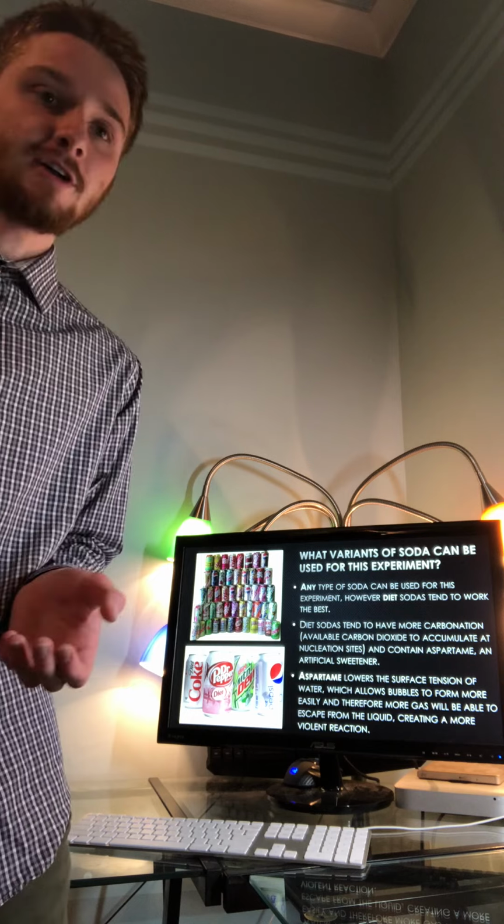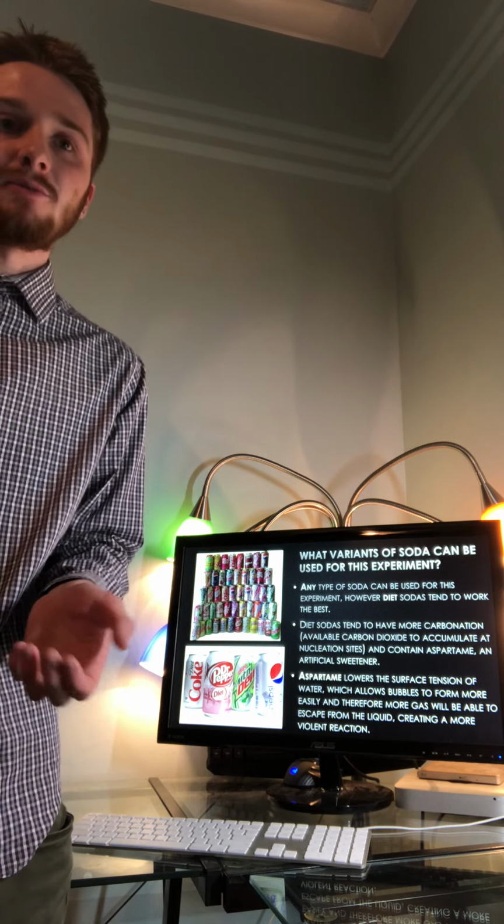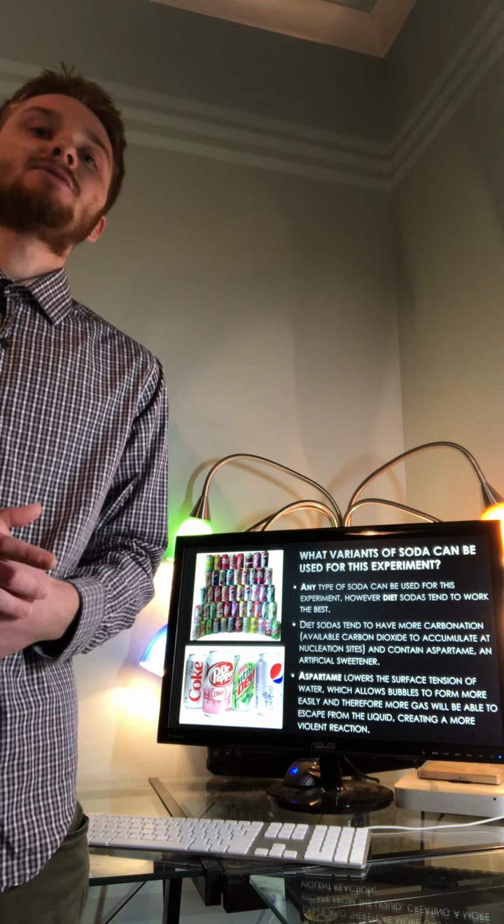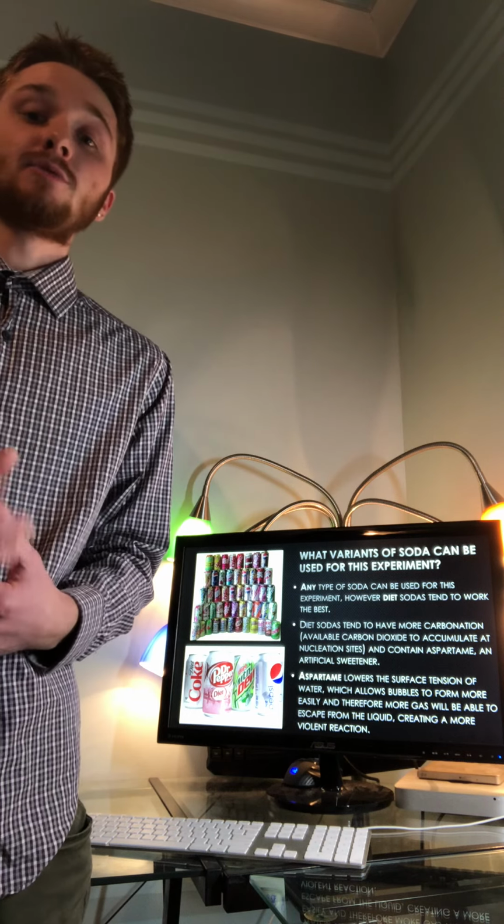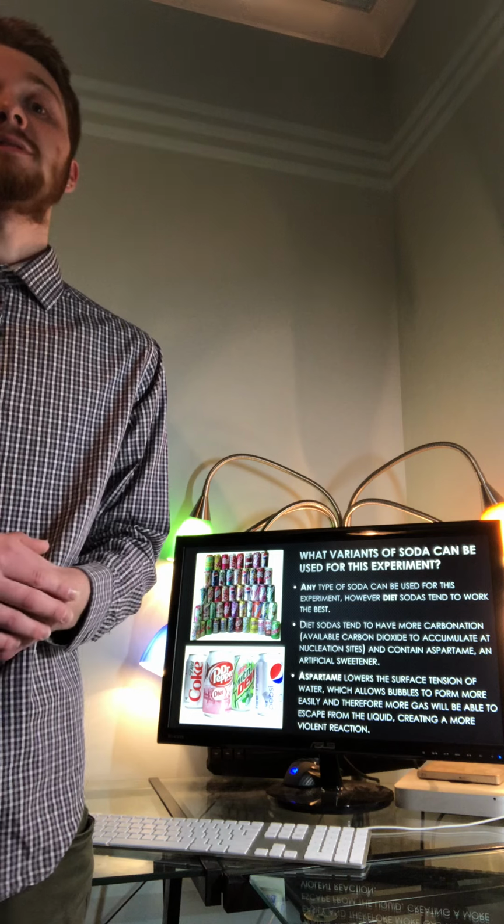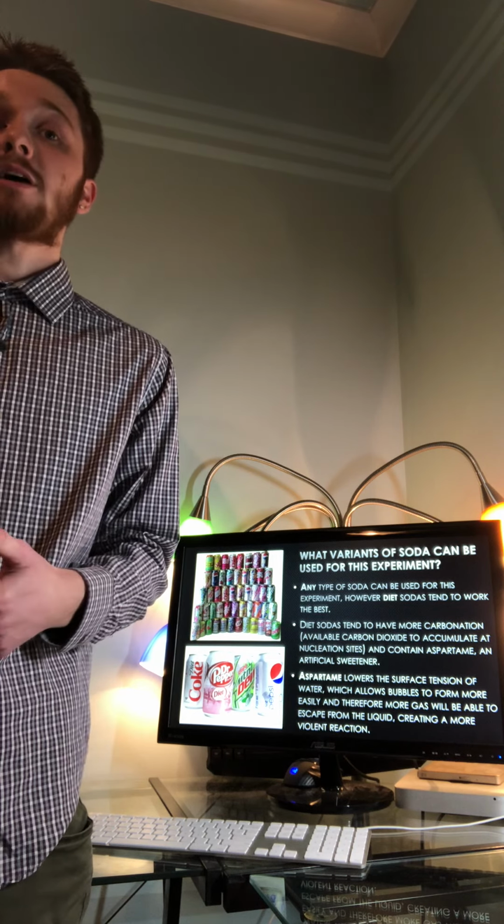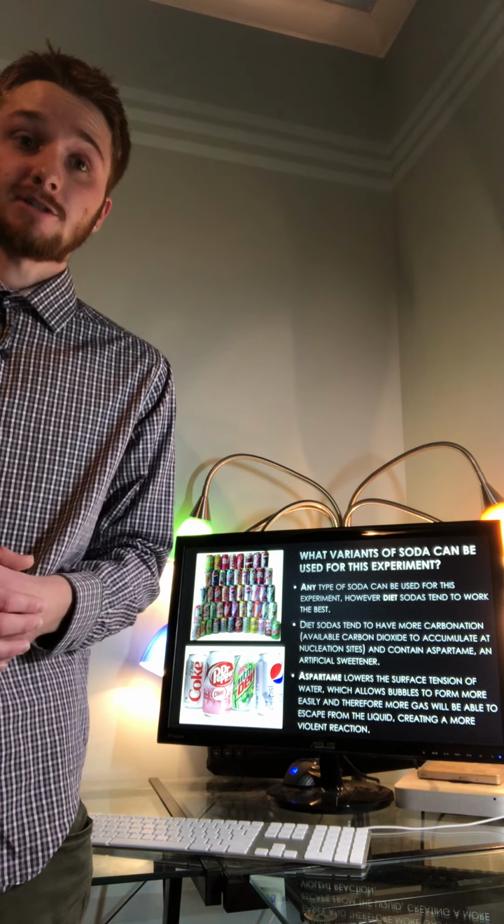So, what variants of soda can be used for this experiment? Any type of soda can be used for this experiment, however, diet sodas tend to work the best. The reason behind this is that diet sodas tend to have more carbonation, which correlates to available carbon dioxide to accumulate at nucleation sites.